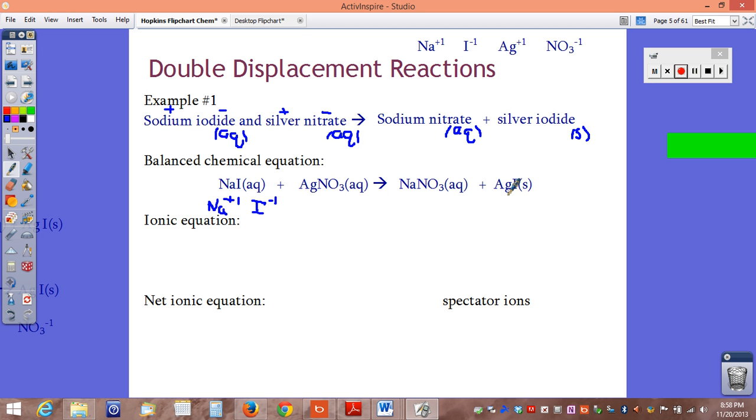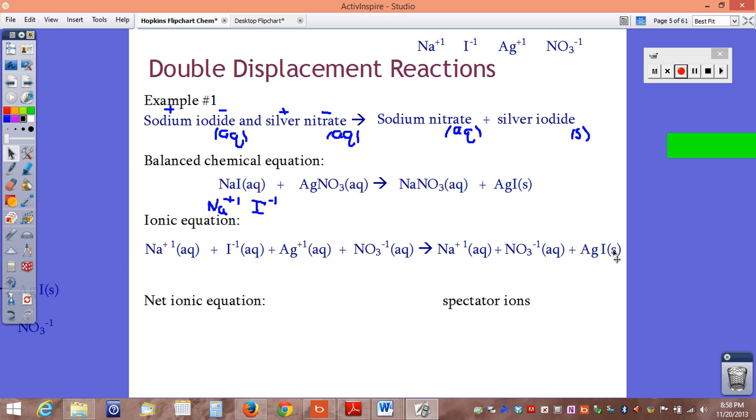The silver iodide will stay together because it is a solid. When you're done, it will look like the following. Notice how we've broken up the ions and placed the charges of the ions up in the air. We've also put down the symbols: aq for all of them that broke up, and then s for solid for the one that stays together.